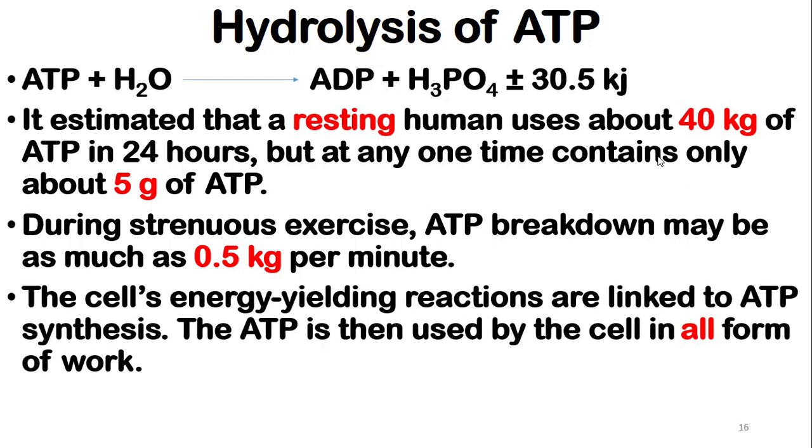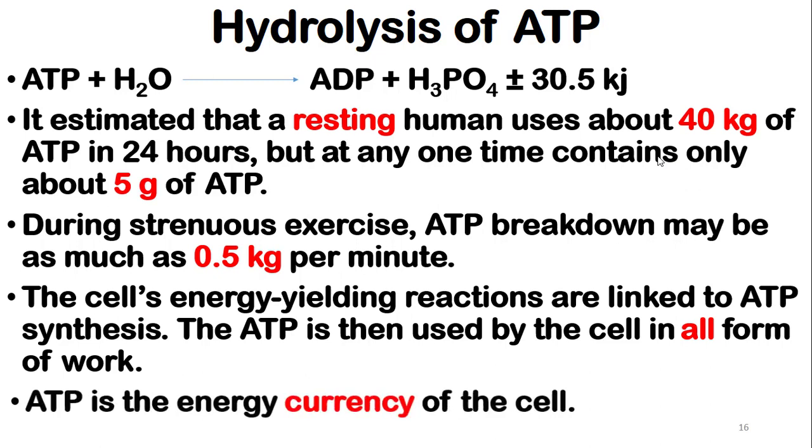Okay, the cell energy yielding reactions are linked to ATP synthesis. The ATP is then used by the cell in all forms of work. Okay, ATP is the energy currency of the cell. Synthesis of ATP. Now, this is one of the most important processes. I would like you to pay great attention to this topic. Okay, ATP is very important and where it is produced.